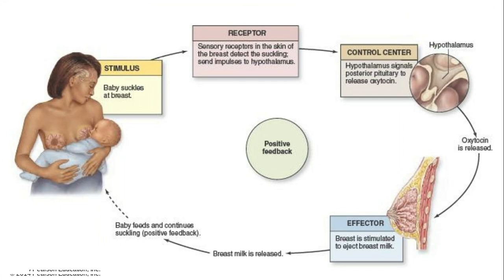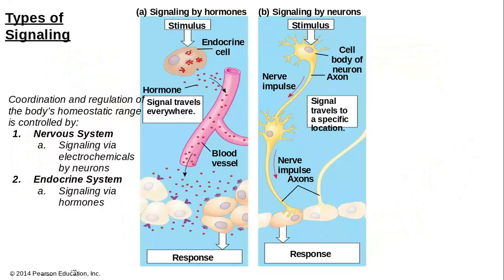Here's another picture showing you the baby suckling the breast. The sensory receptors detect that and send impulses to the hypothalamus, which releases oxytocin. Breast milk continues to be ejected from the breast, and because the baby's getting milk, it will keep suckling. So that's an example of positive feedback. The production of milk causes this procedure to happen even more.